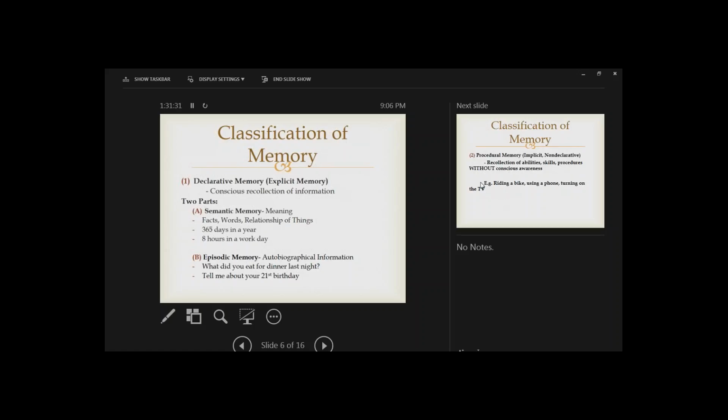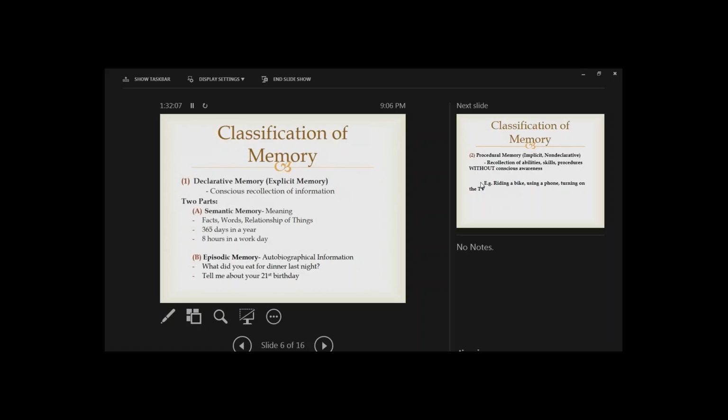One is semantic memory. Semantics are like the meaning of things, right? So one part of declarative would be facts, words, how things are related. There's 365 days in a year, 8 hours in a workday for most people, unless you're a nurse. There's 7 days in a week. Everything that is facts or meaning, how things are constructed, that would be semantic.